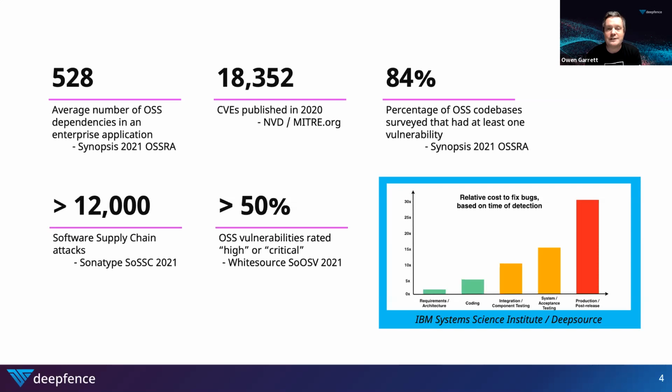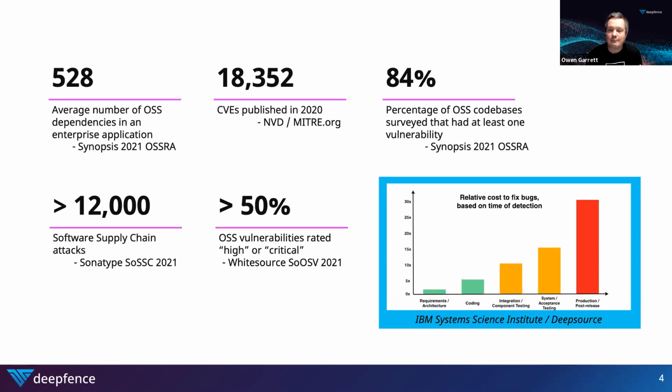Not just the 10% that you have created, but also the other 90% of code that's pulled in from other open source and third-party dependencies. Typically, an average of over 500 open source dependencies in an enterprise application, according to a report from Synopsys, who also recognized that of those dependencies, 84% of them had at least one vulnerability extant at the time of testing.